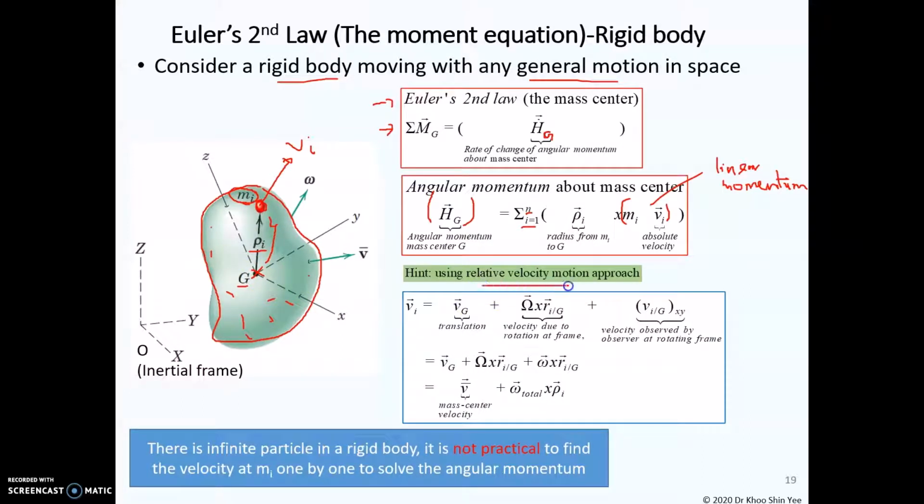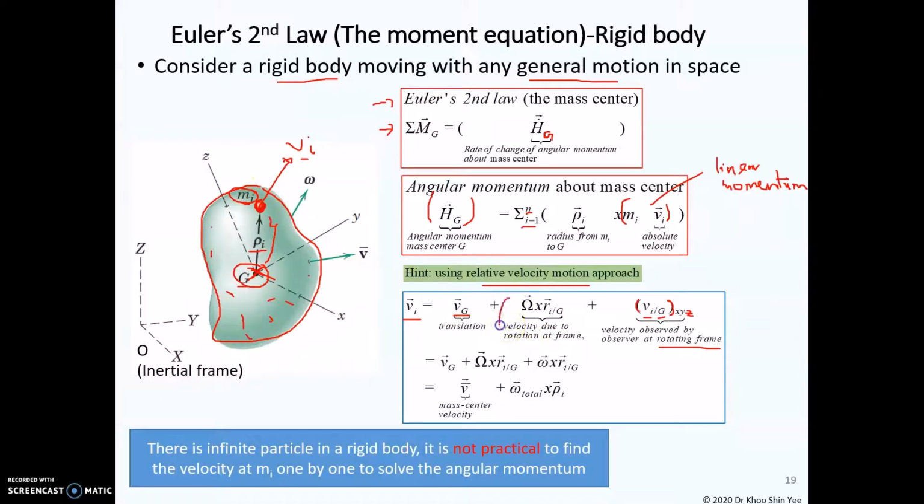You have learned how to use the relative velocity motion approach to find the velocity of the rigid body. So let's say the velocity at the particle i is equal to the velocity at the center of mass plus the velocity at point i that is measured with respect to the center point. This is in bracket of a small letter x, y, z, which means it's measured at the rotating frame. This is because the rigid body has the possibility to rotate.